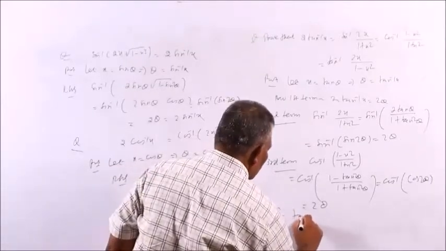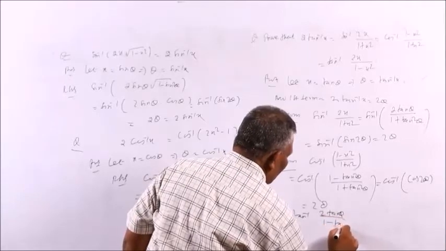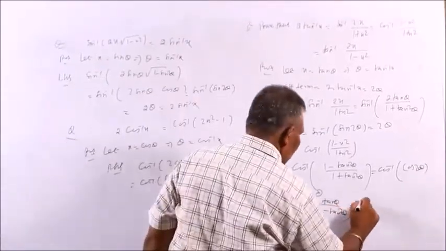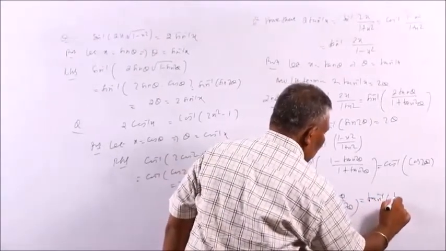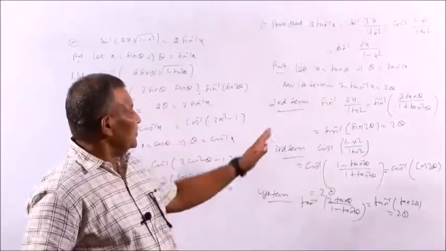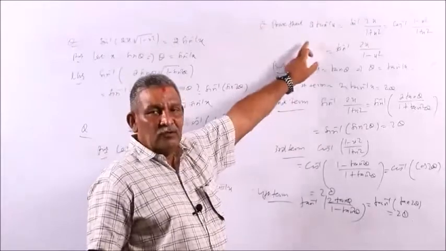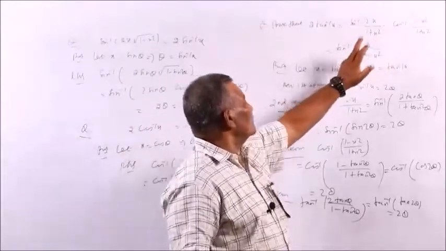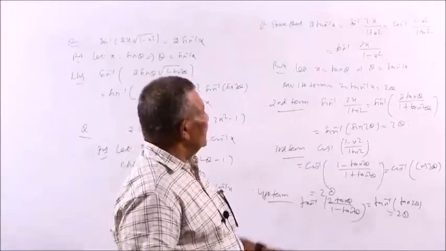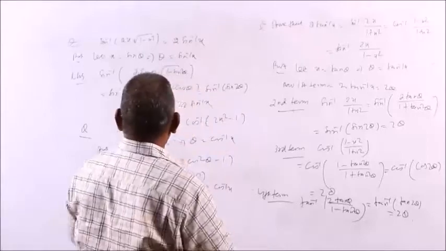Similarly, fourth term, that is tan inverse of 2 tan theta by 1 minus tan square theta. The quantity inside the bracket will be tan 2 theta, that is equal to 2 theta. So all the terms have the same value 2 theta, hence 2 tan inverse x equals sin inverse of 2x by 1 plus x square, equals cos inverse of 1 minus x square by 1 plus x square, equals tan inverse of 2x by 1 minus x square.